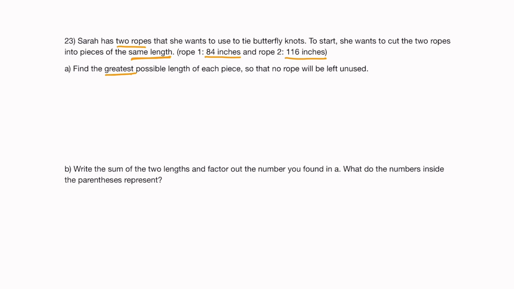Greatest, right? So that tells us what we are supposed to do. Yes, we are supposed to do GCF, the greatest common factor. So let's do that. We have 84 and we have 116. So we will start with 2 because both are even numbers. So that's 2 there. So that's going to be 42. And that's 58. So it becomes 8 now.